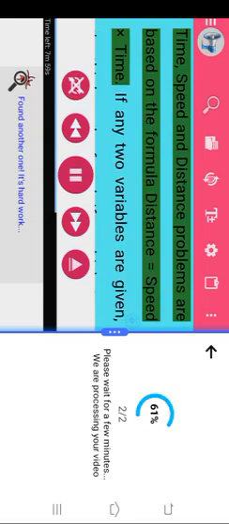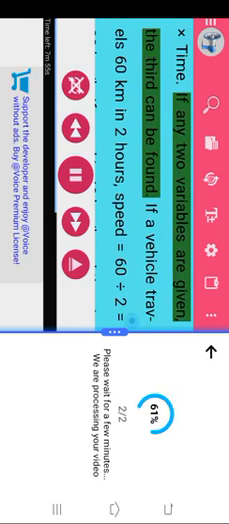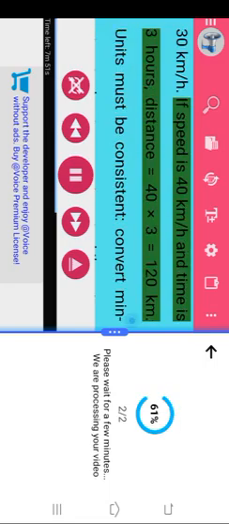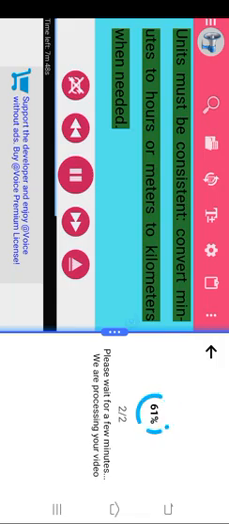Time, speed and distance problems are based on the formula distance equals speed times time. If any two variables are given, the third can be found. If a vehicle travels 60 kilometers in 2 hours, speed equals 60 divided by 2 equals 30 kilometers per hour. If speed is 40 kilometers per hour and time is 3 hours, distance equals 40 times 3 equals 120 kilometers. Units must be consistent. Convert minutes to hours or meters to kilometers when needed.